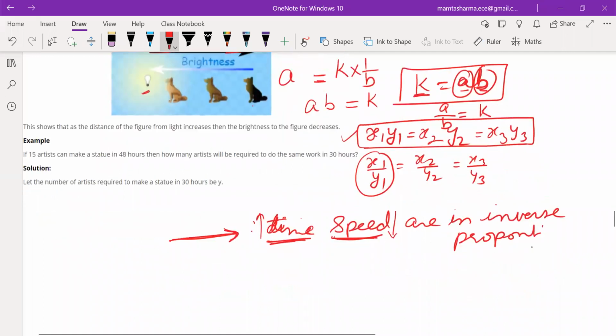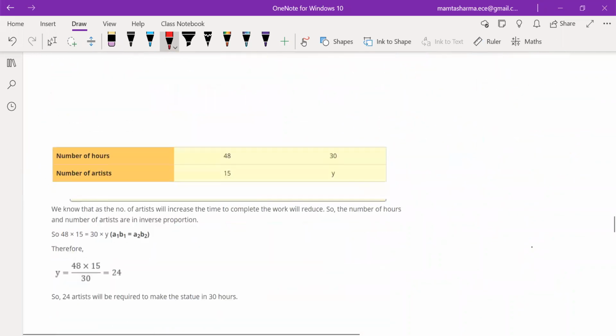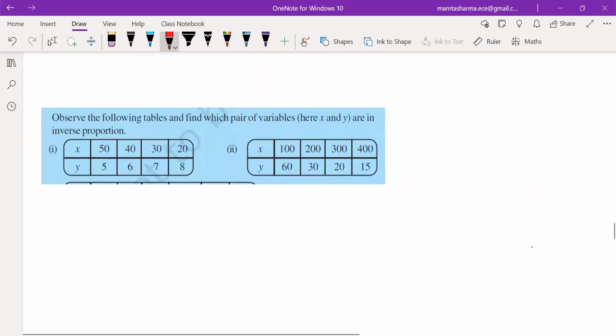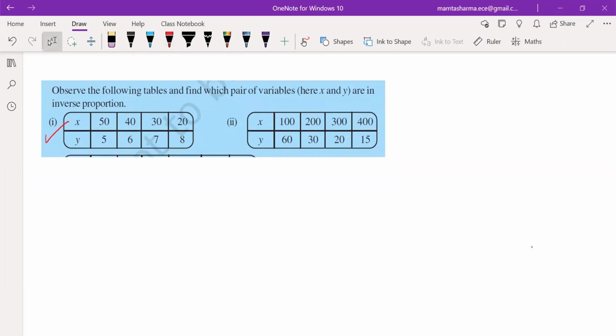Clear? Now we will take some examples. Check it in this table. First one, are they in inverse proportion or not? Do it fast. Yeah, Tanvi.